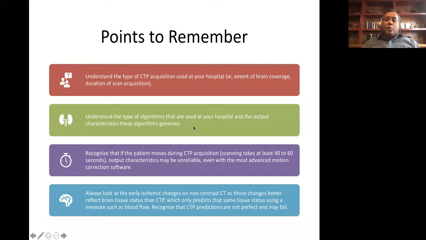You need to understand what type of algorithms are used at your hospital. I showed you the Rapid algorithm, but we use the GE algorithm, and the Tmax thresholds are different.